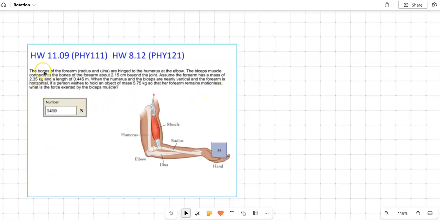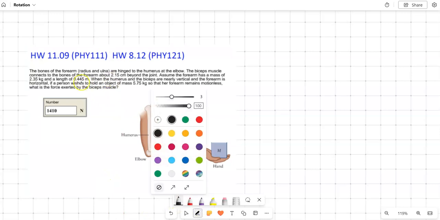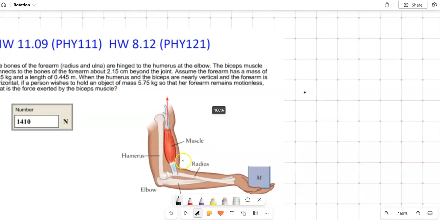It says right here you've got the bones of a forearm, and it lists off all the little components of the forearm. What it's saying here is that the forearm bones, the bicep muscle, connects at 2.5 centimeters away from the elbow.